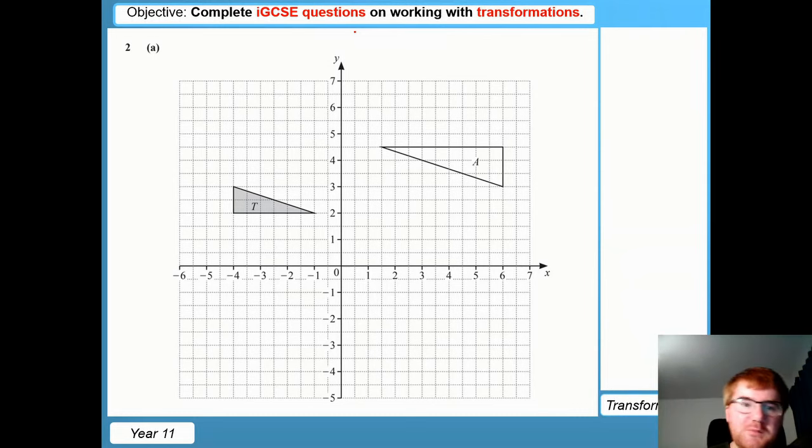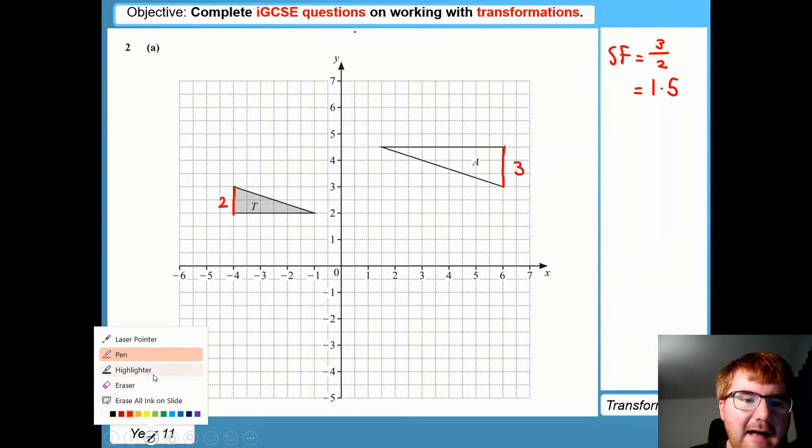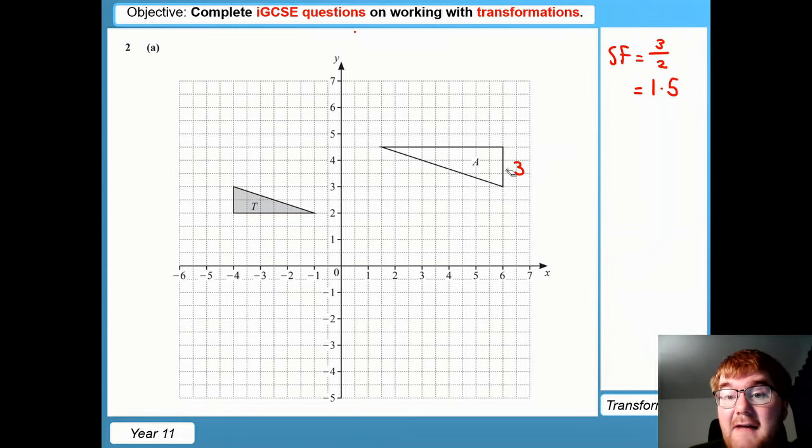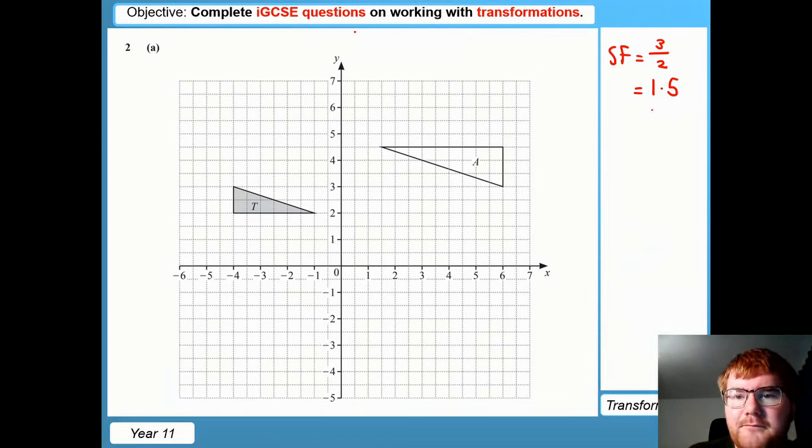Now, how do I know this? Well, one thing you should always check is the length of the sides. So the length of this side is 2, whereas the length of this side is not exactly the same triangle. This is actually 3. So the way that we find out the scale factor is just simply do big divided by small, because we're going from T to A. So the scale factor is going to be 3 over 2, or equal to 1.5. So actually in this case, we don't have a rotation or reflection, we actually have an enlargement. So that is going to be with a scale factor of 1.5.